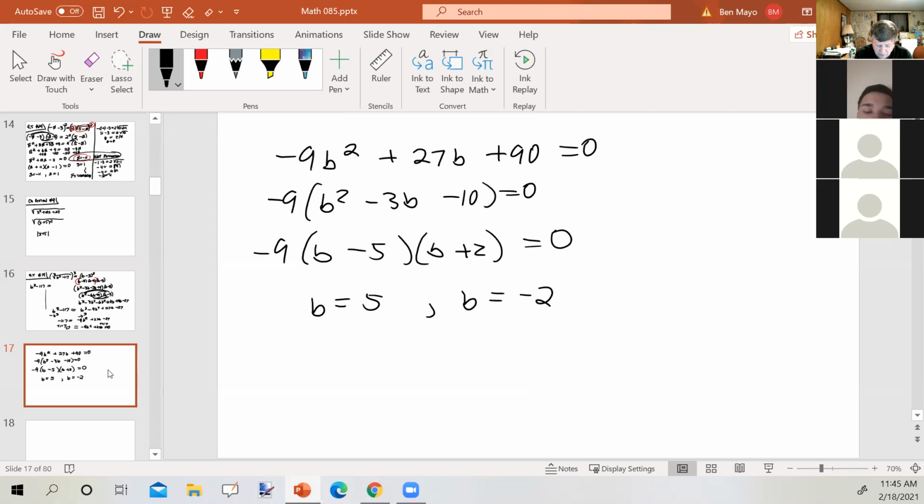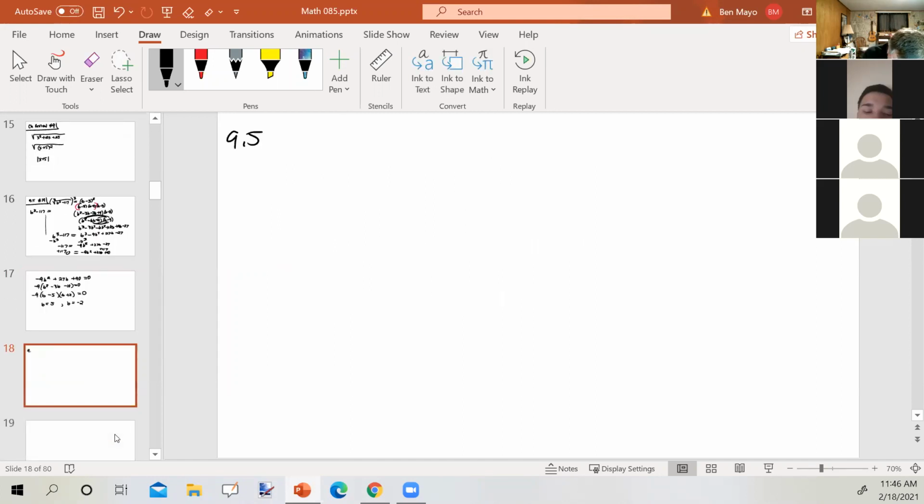And those are the two solutions. Any questions there? No. All right, let's see here. That takes us to number 15. So this is 9.5, number 15. Solve the equation, enter your answers as a comma-separated list.